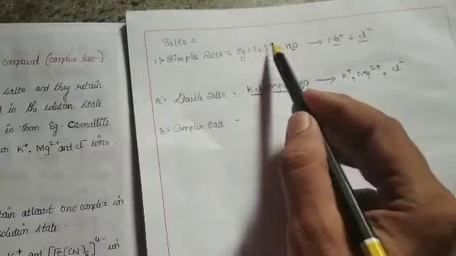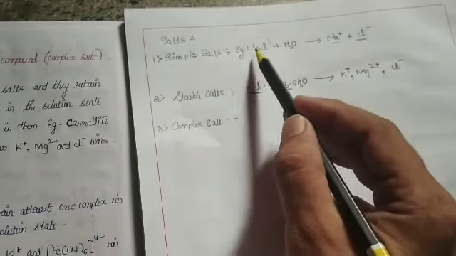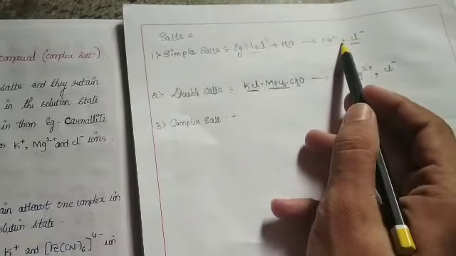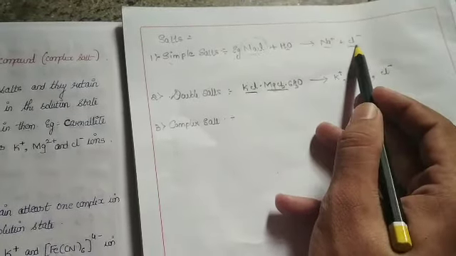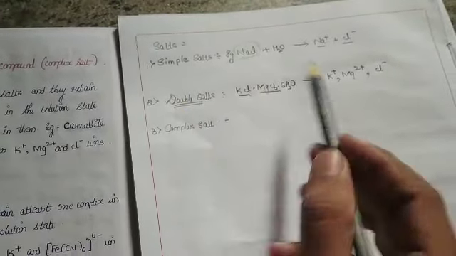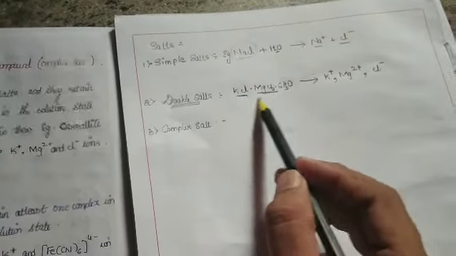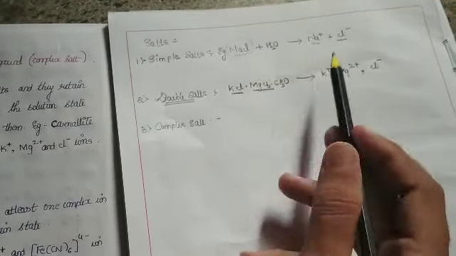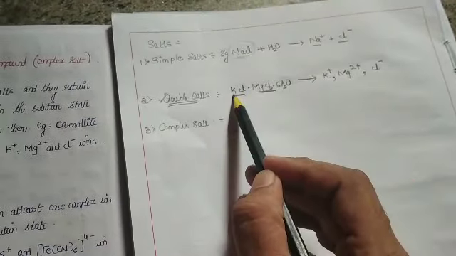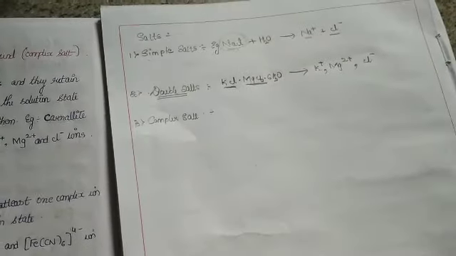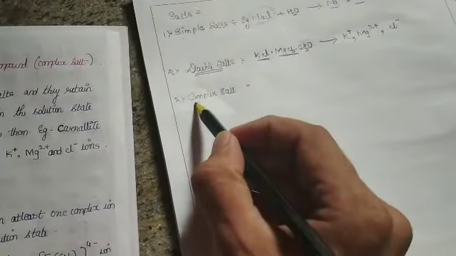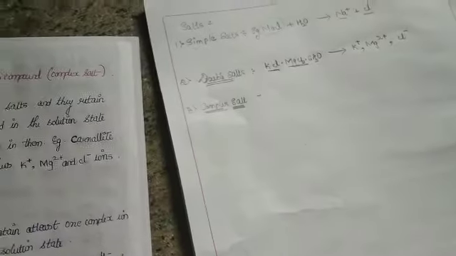Simple salt means it is just a single compound, which undergoes complete dissociation to give Na+ and Cl-. Whereas double salts are a mixture of two simple salts. When you dissolve them in water, of course here also you get the respective ions. But the major, very interesting part is when you deal with the complex salt.